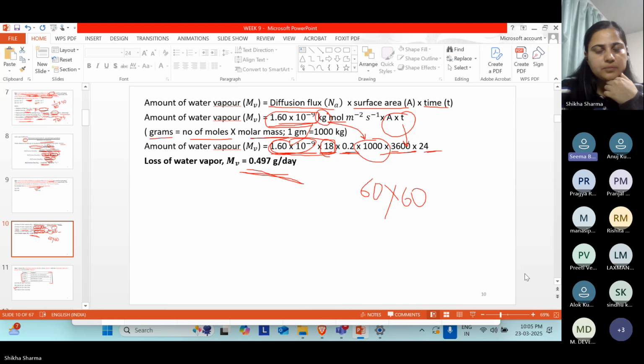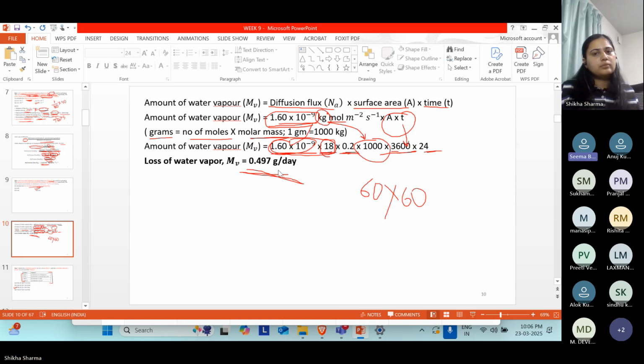In this, why is it written as 1 gram equals 1000 kg? See, this is 1.6 into 10 to the power minus 9 kg mole. This is kg mole, right? We need to convert it: first it is in moles and second it is in kg. So number of moles into molar mass gives us kgs, like 10 to the power 3. So we multiply with 1000 as well, and then we get grams.